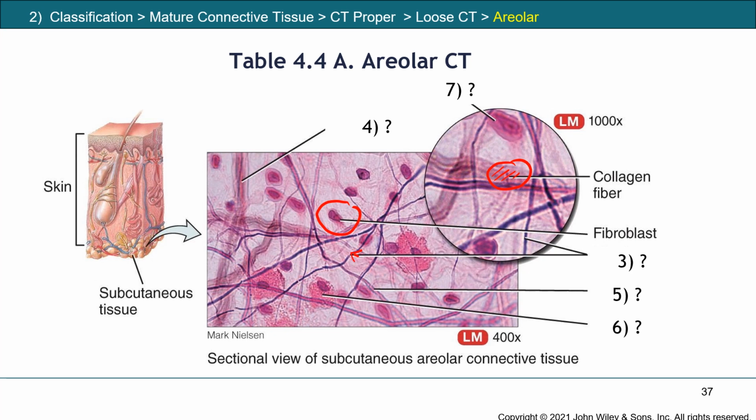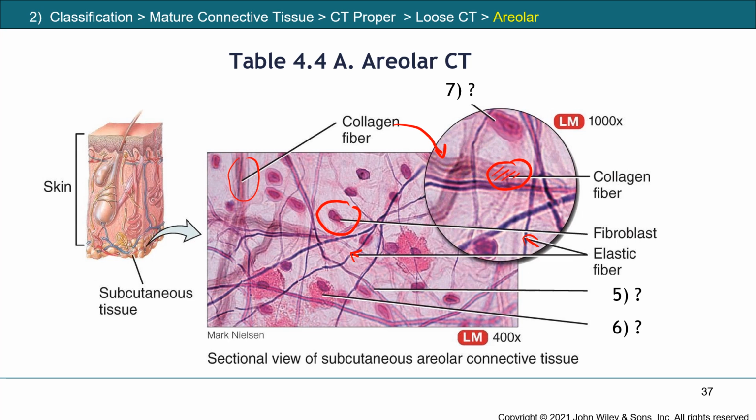The purple thin fibers are elastic fibers, and they provide elasticity and resilience to the connective tissue. Number four, again, this thick fiber that you can see here is the same one that we saw in one. So this is a collagen fiber, just at different magnifications.